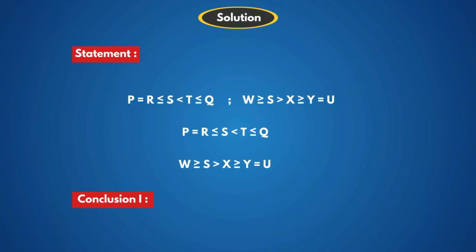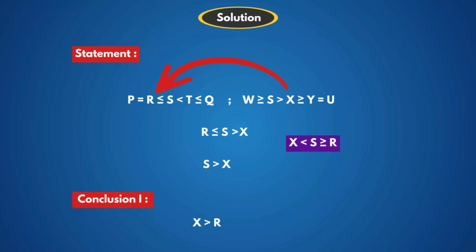Conclusion 1. X greater than R. Here in the statements, we don't have a direct relation between X and R. But we combine these two statements. Here, we have a relation from R to S and S to X, so we will get a relation from R to X. In this statement, S greater than X. So here, R less than or equal to S greater than X. But in the conclusion they are asking the relation X to R. So we can write this X less than S greater than or equal to R.